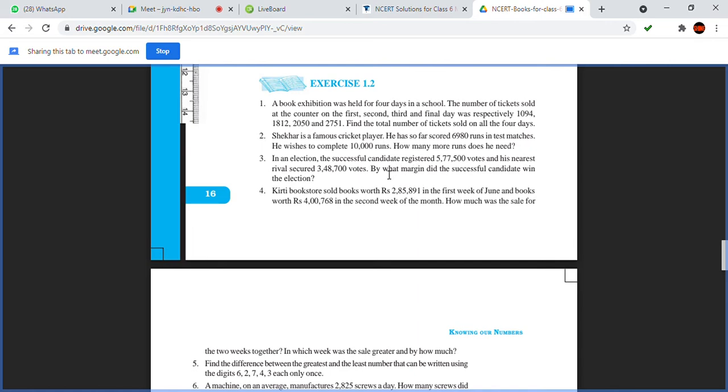Number of votes secured by the first candidate is equal to 5,77,500. Second step, votes secured by the second candidate. Ma'am, can you say the steps once more? Votes secured by the first candidate. Votes secured by the second candidate.